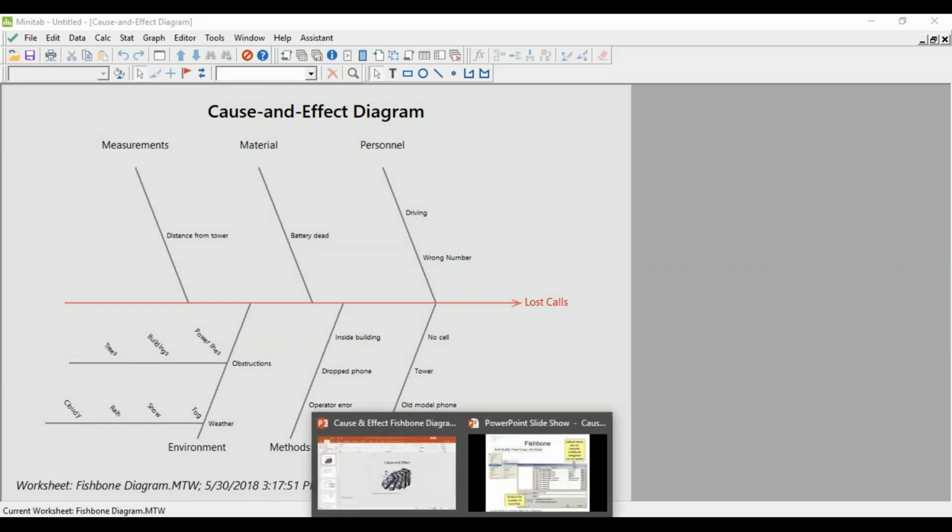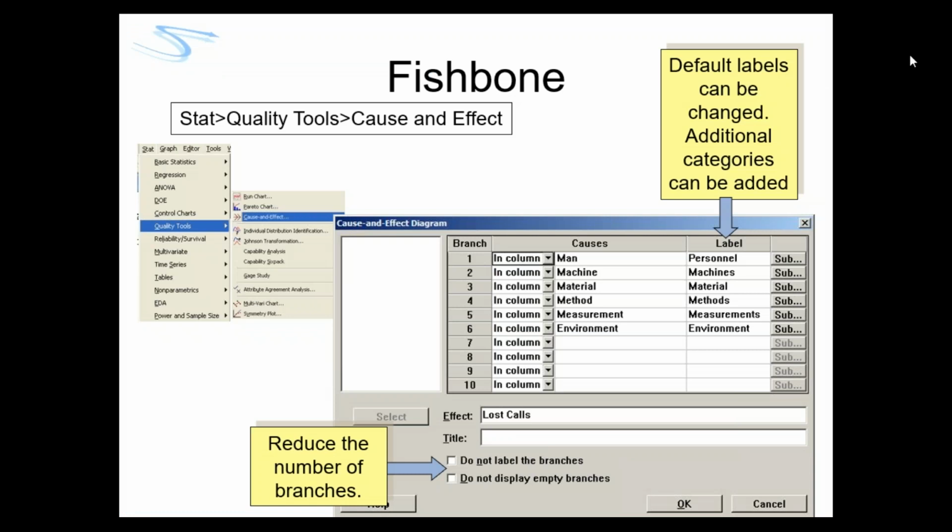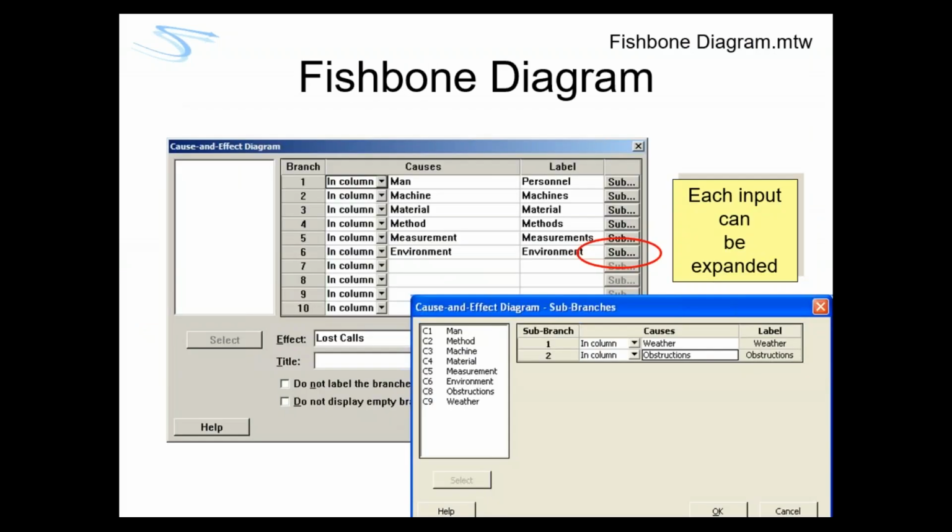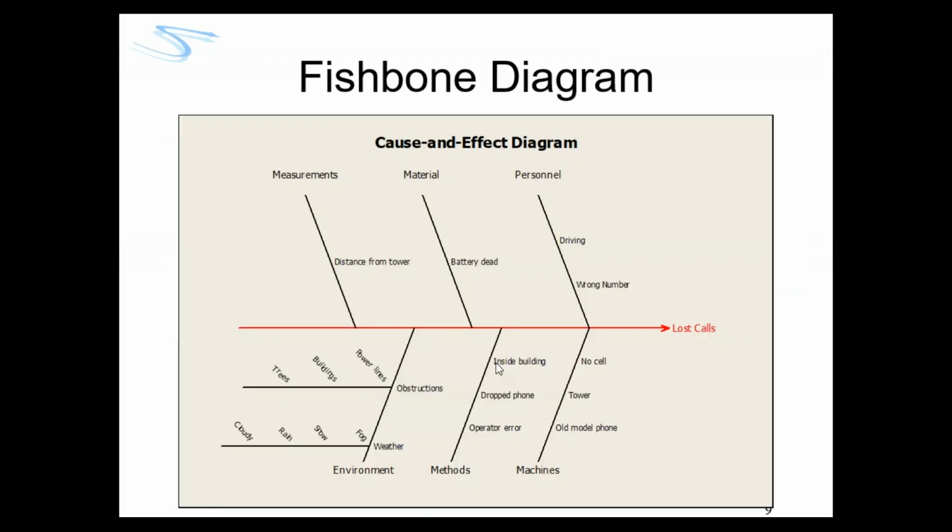So just to review what we've done, we identified our possible causes, we brainstormed them, we put them in the data view within Minitab, and populated our causes from our columns, and created the fishbone. And then we took some subcategories. We expanded further the environment column into weather and obstructions, and created the second layer in Minitab.